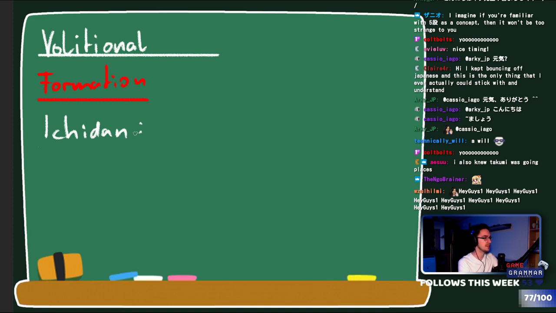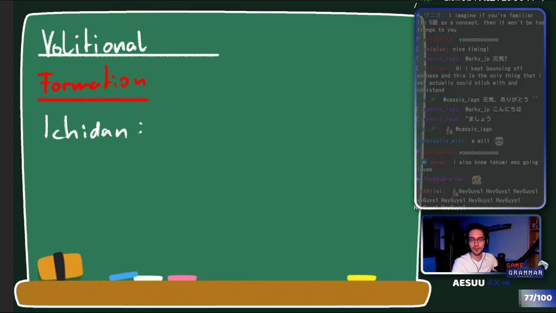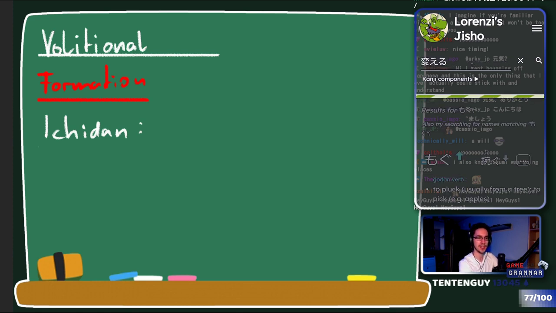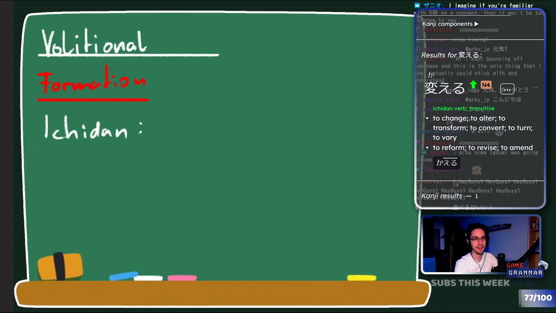So for ichidan verbs, let's pick a random ichidan verb, maybe one that we haven't used before. I'm kind of notorious for using taberu all the time, so maybe we can find something else. What's another ichidan verb? Let's be mean and use kaeru, which means to change, and which is actually an ichidan verb.